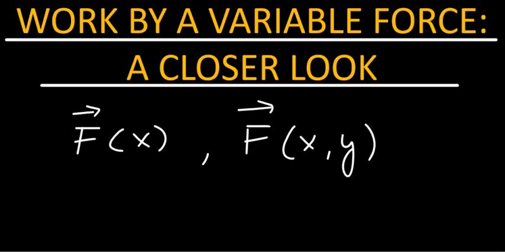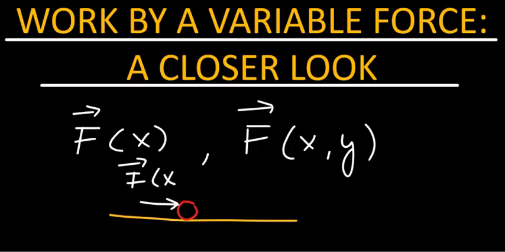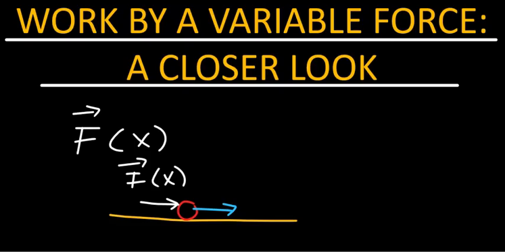So the question is, assume that you have an object that is being acted upon by such a force. Let's look at the one-dimensional case first. And this object moves, say like that. How do we calculate the work done by such a force on this object as the object moves, let's say, from point A to point B along the x-axis?